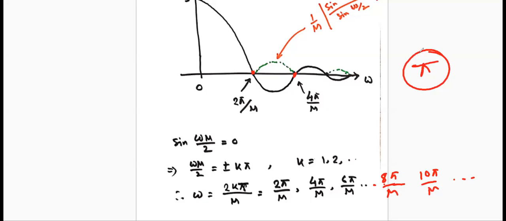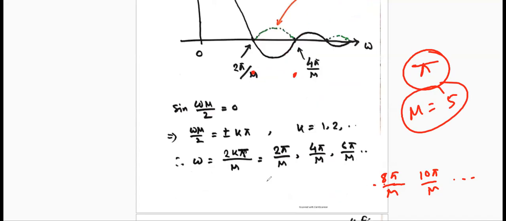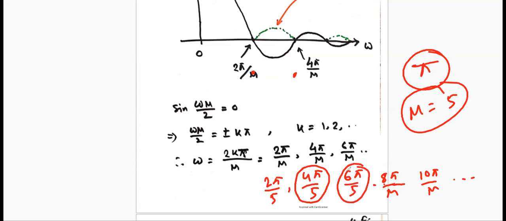So let's say m is equal to 5, a 5-point moving average. Then what would be the highest value in this case? This is twice pi divided by 5, then 4 pi divided by 5. Still, I believe this is of course less than pi. Whenever I have 6 pi by 5, definitely this is more than pi, so we shouldn't go to that region. We can stop in between.